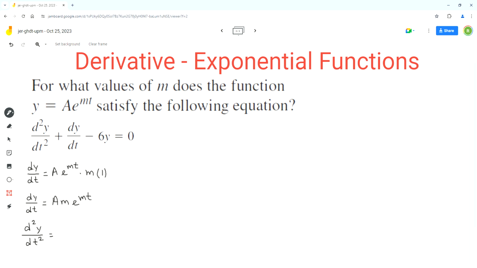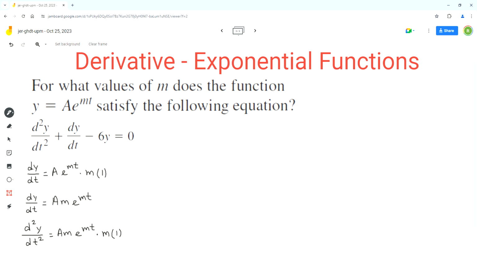Now in this first derivative, am is the coefficient of the term and it's a constant, so it will stay as it is, times the derivative of the e term, and that will be the e term times the derivative of its exponent, and the exponent is m times t. So m is the coefficient of the exponent, so it will stay as it is, times the derivative of t, which is equal to 1.